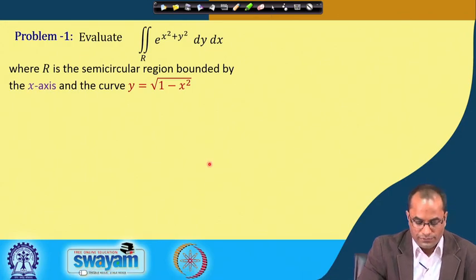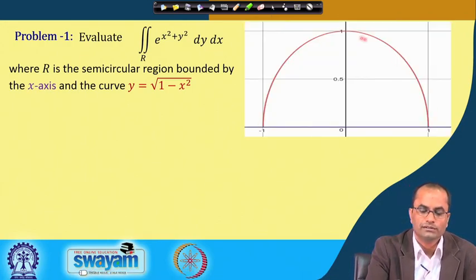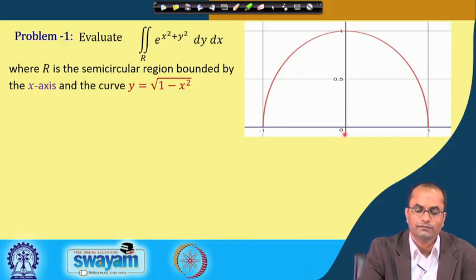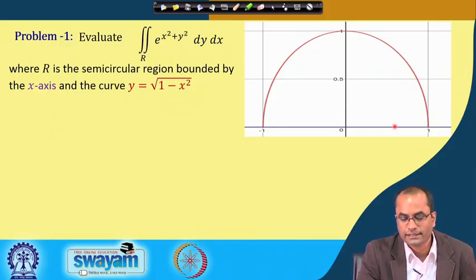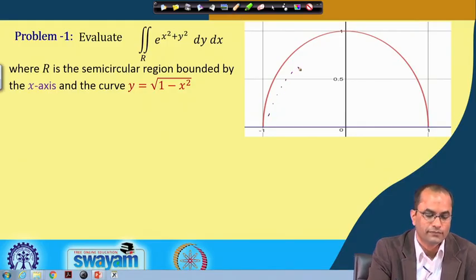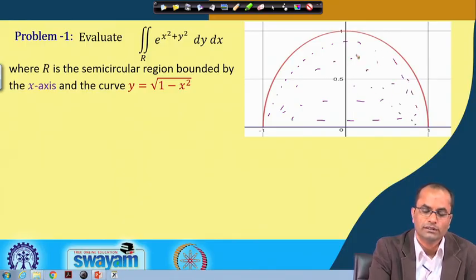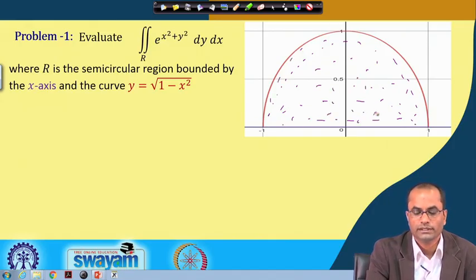So, if we draw the region here, it will be this half circle with radius 1, and then we have the x axis. So, this is the region over which we want to integrate. Again, since we have this circular region, it would be much more convenient to use polar coordinates.